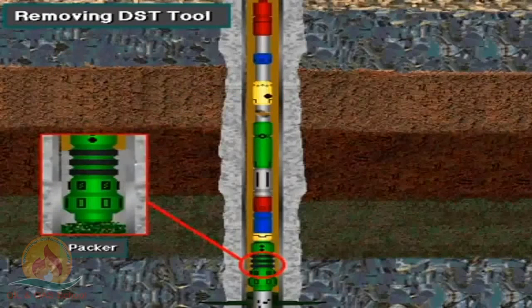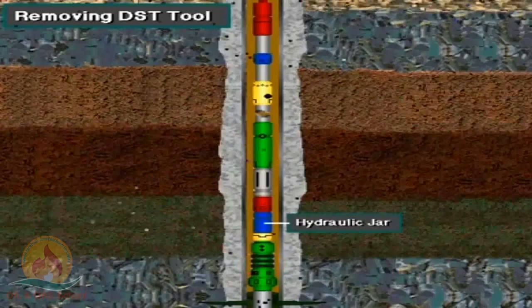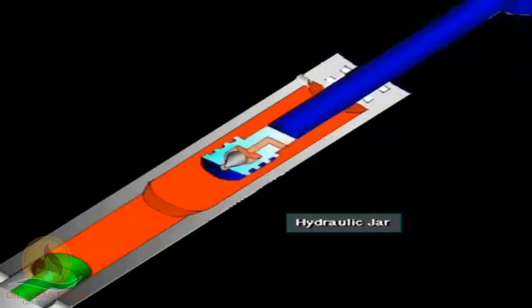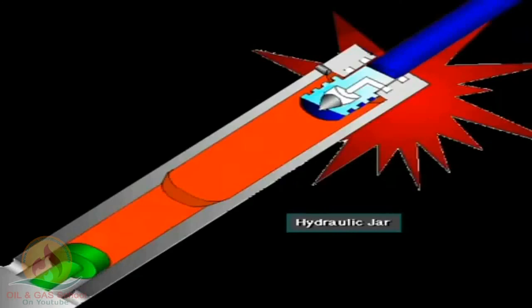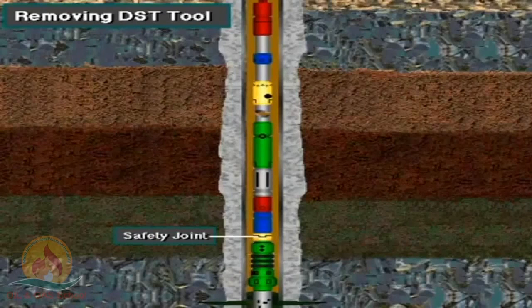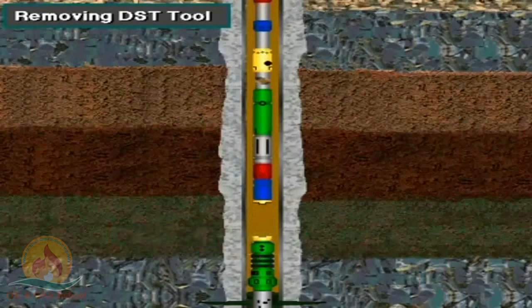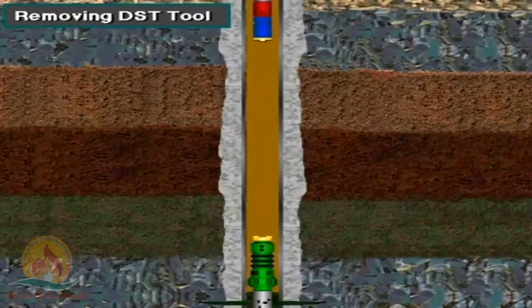To pull the drill string and DST tool from the hole, the driller first releases the packer by easing up on the string. If necessary, the driller uses the built-in hydraulic jar to jar on the DST tool. In most cases, jarring loosens the packer and frees the tool. If the driller cannot pull the packer free for some reason, he can separate the tool at the safety joint. Removing the tool above the safety joint gets all of the tool above the packer, including the recorder with its data.